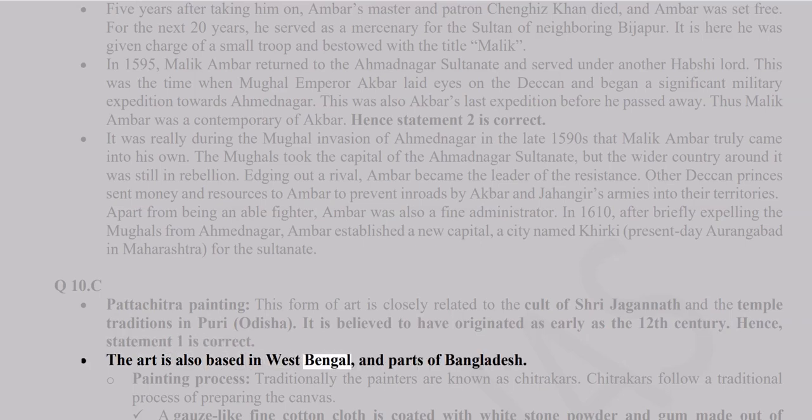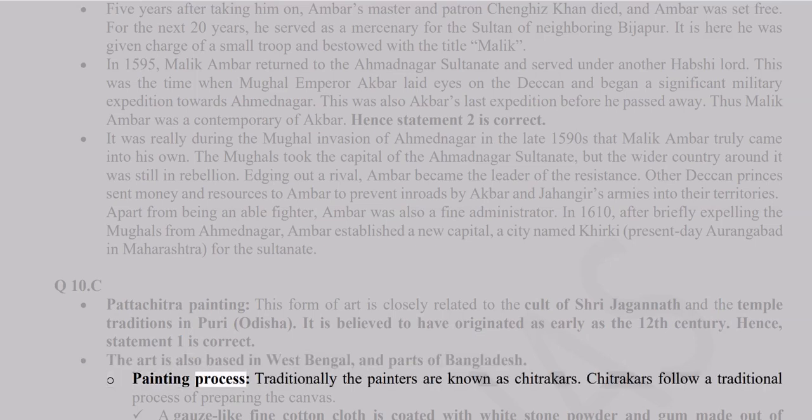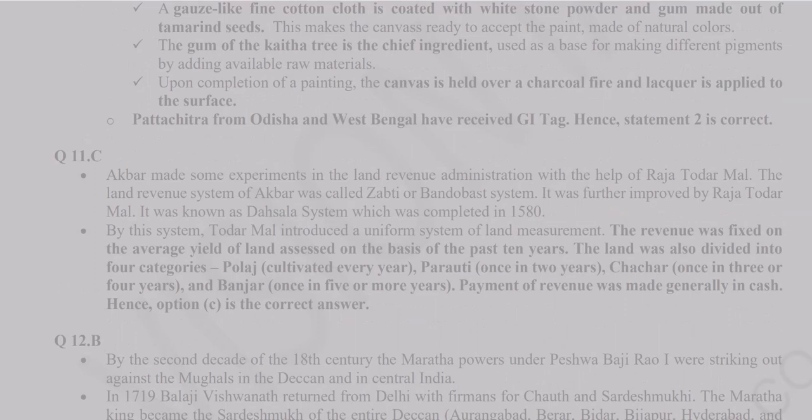The art is also based in West Bengal and parts of Bangladesh. Painting process. Traditionally, the painters are known as chitrakars. Chitrakars follow a traditional process of preparing the canvas. A gauze-like fine cotton cloth is coated with white stone powder and gum made out of tamarind seeds. This makes the canvas ready to accept the paint, made of natural colors.